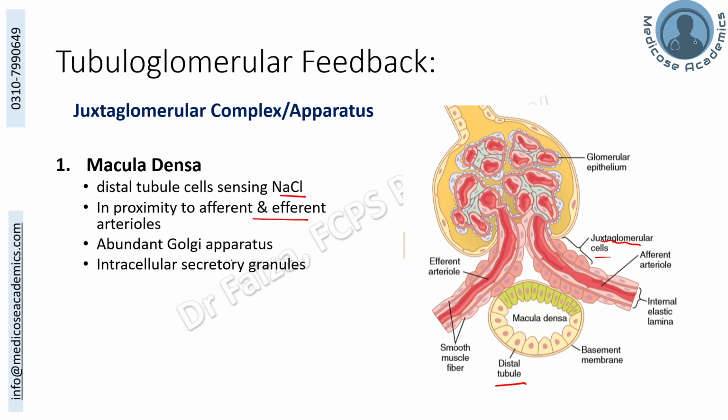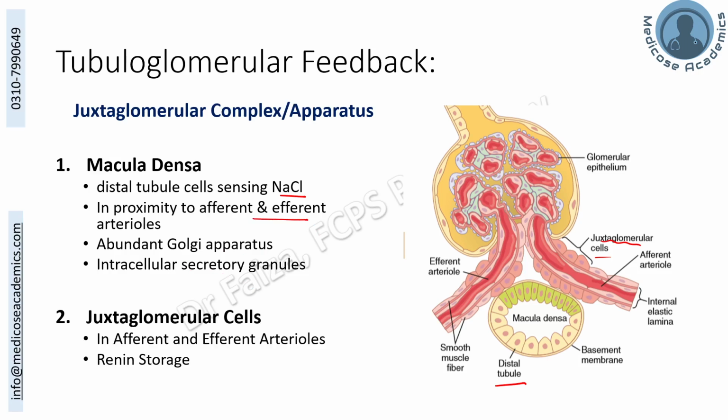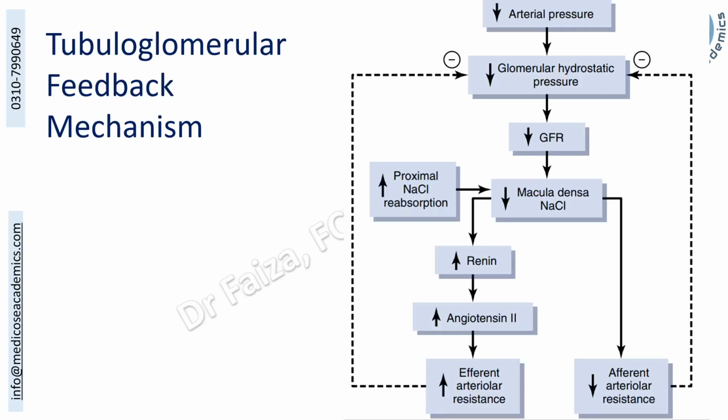They have abundant Golgi apparatus and intracellular secretory granules so that they can send their message via autocoids to the afferent and efferent arterioles. Whereas juxtaglomerular cells are present in the afferent and efferent arterioles and they can store renin and release it at the time of need. The tubuloglomerular feedback mechanism senses the problem in the tubule and sends the message to the glomerulus to provide the feedback.